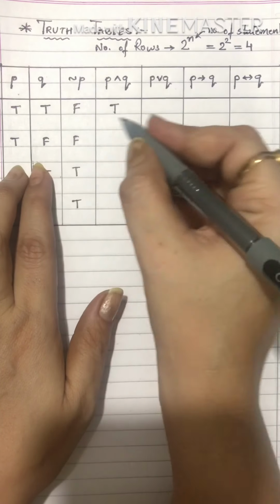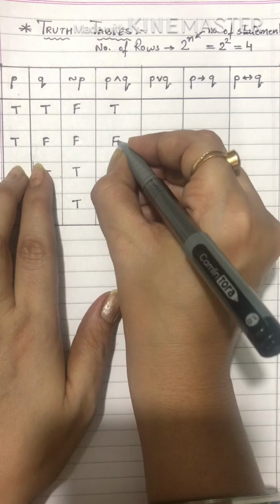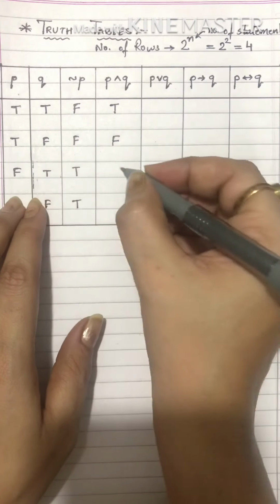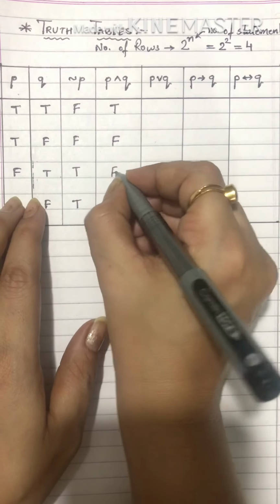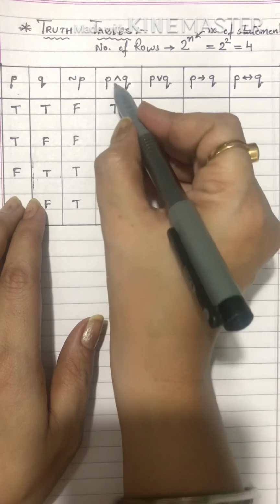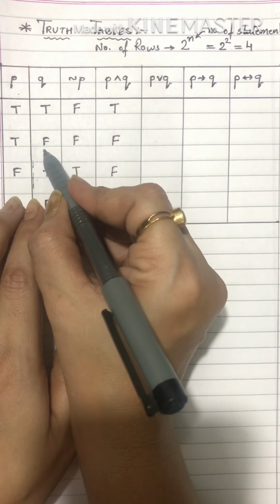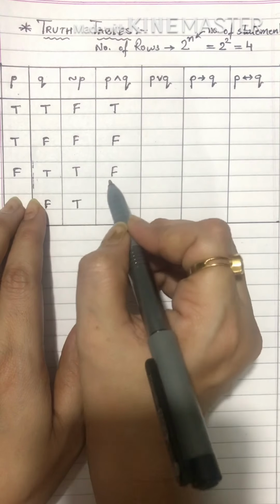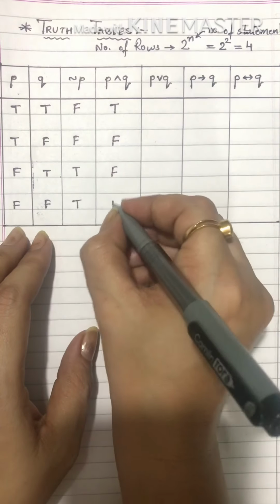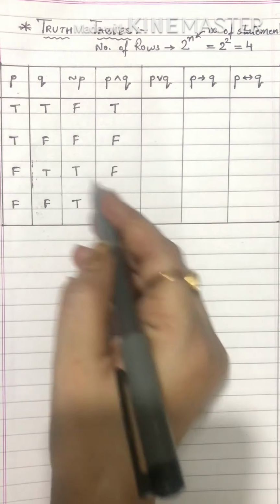1 into 0 is 0, so you will get the answer false. 0 into 1, 0, so the answer is false. That is, see, these results are coming for the AND connective. T and F is F. F and T is F. F and F is F. No need to learn this by heart anytime.